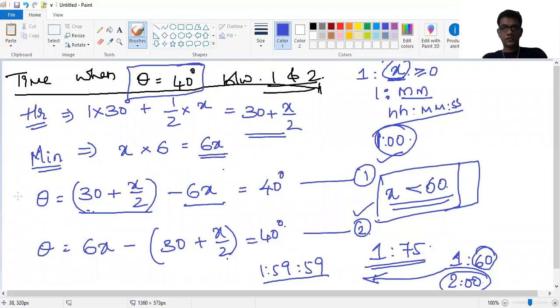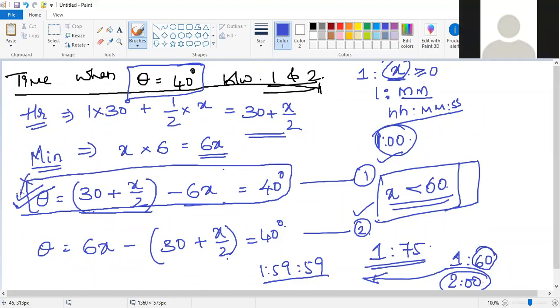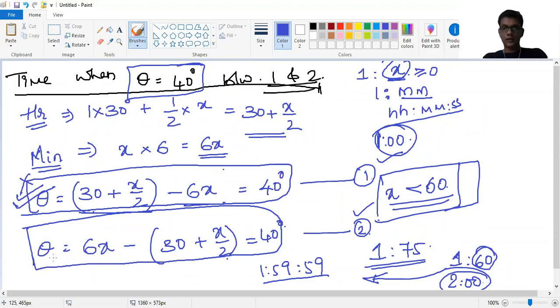So since here the angle is negative, the x value is less than 0, so this I will discard. And this is the value that I'm going to search for. Whatever value of x I get here, that is my answer.